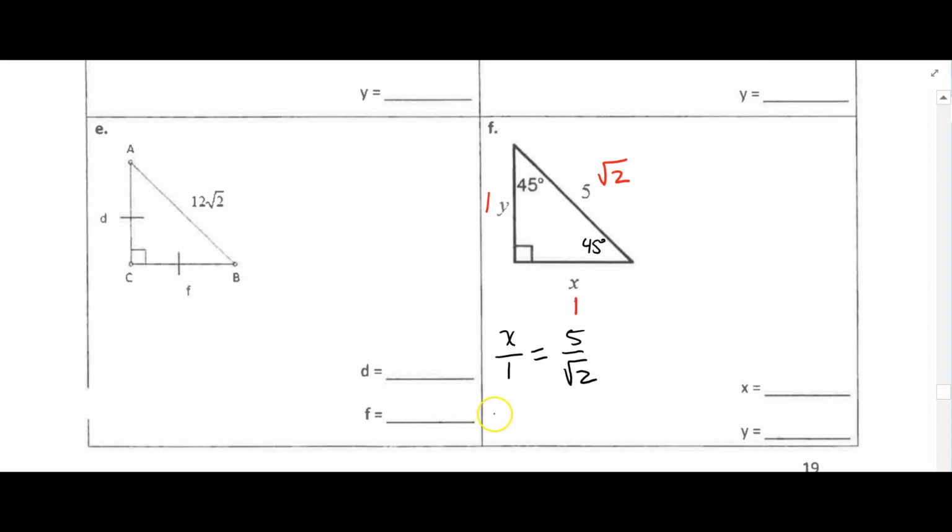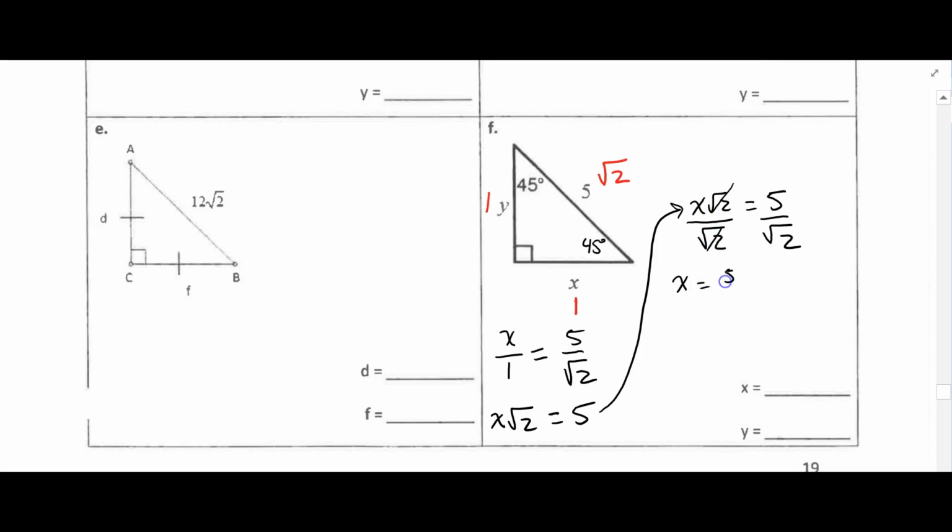Alright, so let's cross multiply. I get x root 2 is equal to 1 times 5. This is typically how we'll write this when I have a variable with a square root, so that we don't confuse the x being underneath the square root. Just wanted to point that out. Alright, so I have x root 2 is equal to 5. We'll divide both sides by root 2. So these cancel out, and I get x is equal to 5 over root 2.